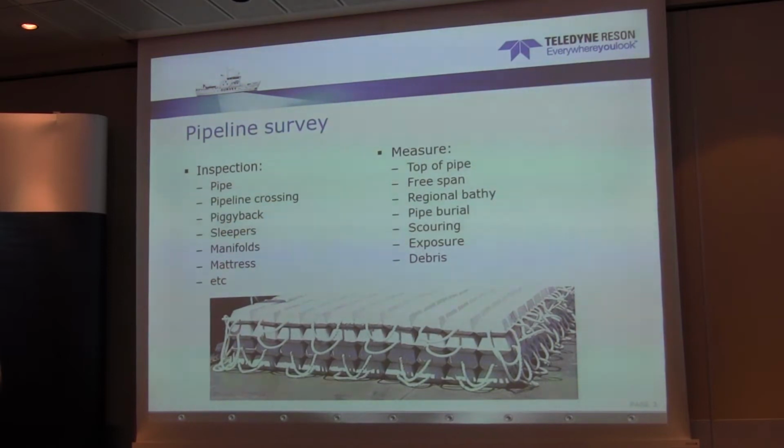So when you're looking at a pipeline survey, we're obviously looking for the pipe, but also lots of other objects. Think about pipeline crossings, a piggyback, sleepers, manifolds, mattresses that cover the pipe. So a lot of things to look at, and then also a lot of things to measure. So we're measuring the top of the pipe, free spans, the bathy around it, pipe burials, scouring, exposures, debris, all that. And all that kind of information is something you can get with a multi-beam sounder, whether you analyze the bathy or the backscatter. Maybe not so much the pipe burial, you probably use a pipe tracker for that.